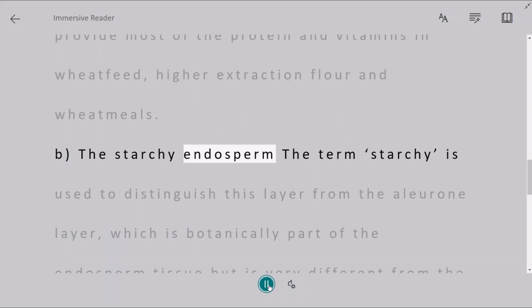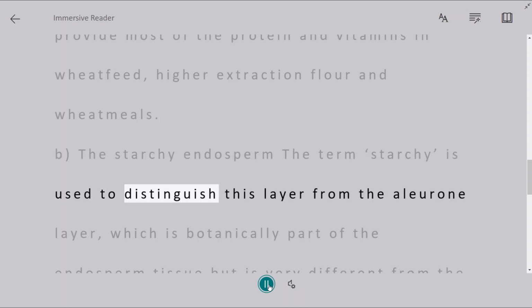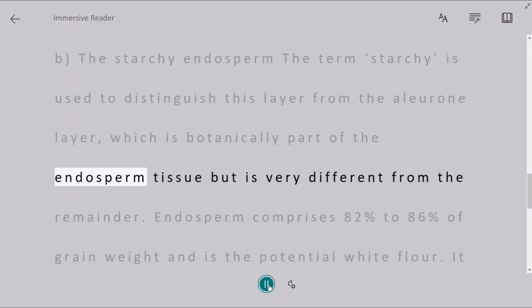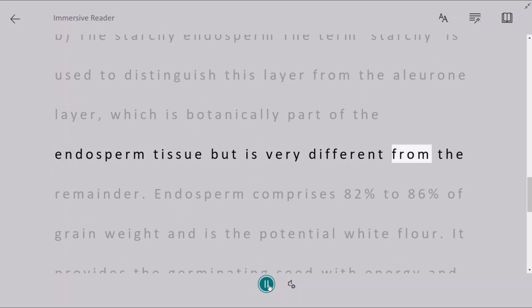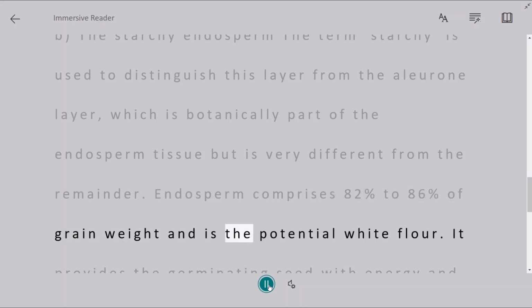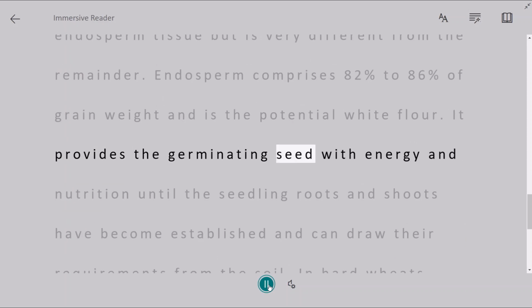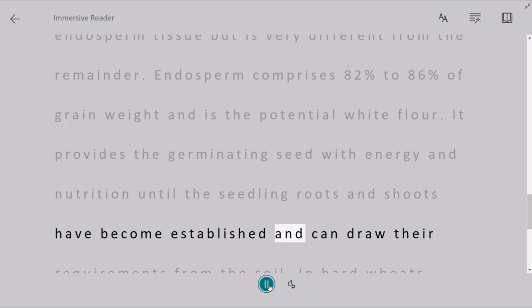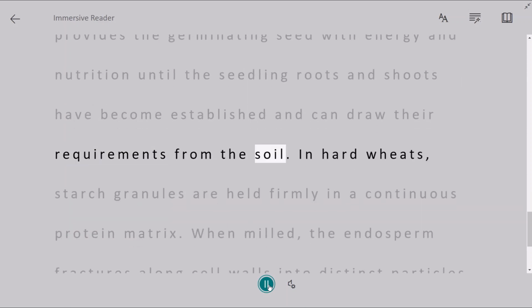B. The starchy endosperm. The term starchy is used to distinguish this layer from the aleurone layer, which is botanically part of the endosperm tissue but is very different from the remainder. Endosperm comprises 82% to 86% of grain weight and is the potential white flour. It provides the germinating seed with energy and nutrition until the seedling roots and shoots have become established and can draw their requirements from the soil.